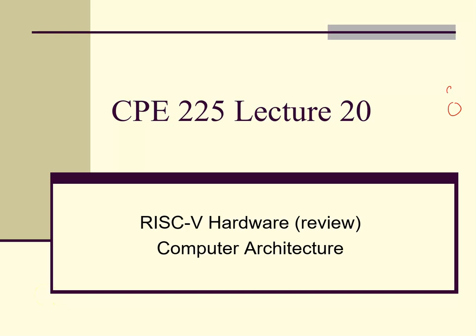This is CPE 225, lecture 20, and this is going to be a quick review of the hardware concepts that we did in lecture 19. And then we're going to delve into computer architecture, which is primarily terminology and a little bit of symbology. And then it's just typical stuff you need to know if you're going to do anything with computer architecture.